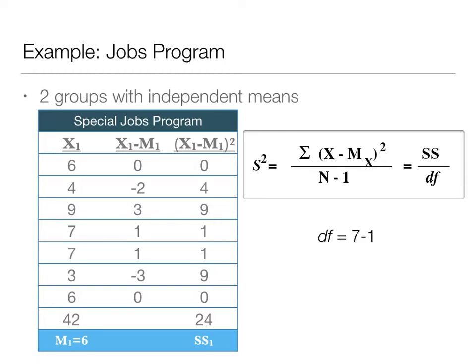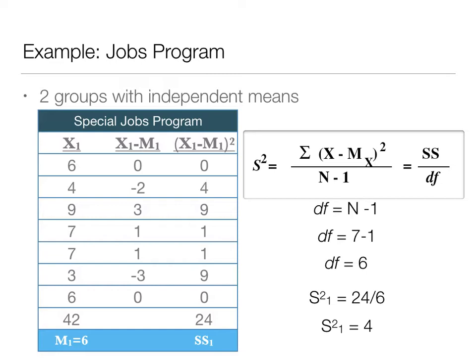So our degrees of freedom is 6. We have 7 people in this special jobs program, so we get 6 for our degrees of freedom for this group. We know our sums of squared is 24. 24 divided by 6 gives us 4. So our estimated variance for the population in the special jobs program is 4.